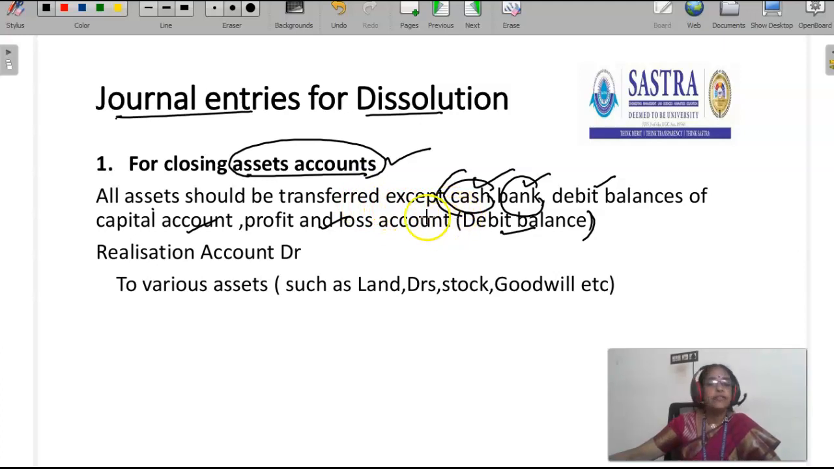The first step is to close the asset account. While closing the asset account, we should not consider cash, bank, debit balances of capital account, and P&L account. The entry is realization account debit to various assets such as land, debtors, stock, goodwill, etc. But we should not take cash balances, bank balances, debit balances of capital account, and debit balances of P&L account. This is the first journal entry for dissolution.